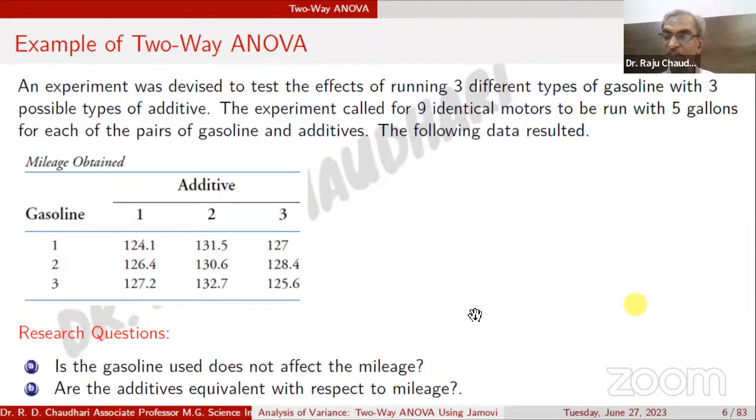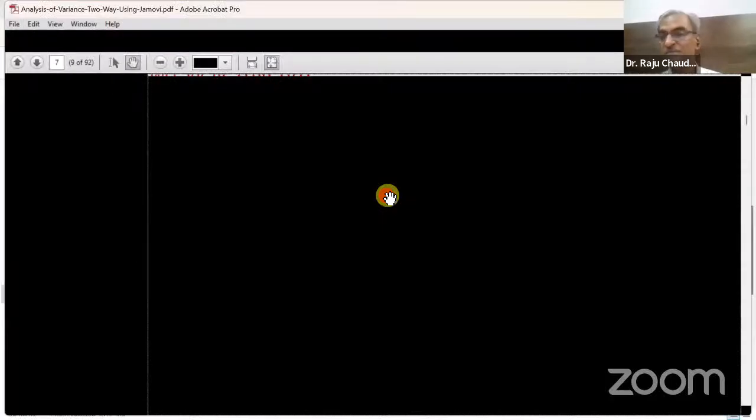Why find out effect size, sir? I don't understand. Effect size is just for the comparison, how much effect is there. For that purpose, we can use it.